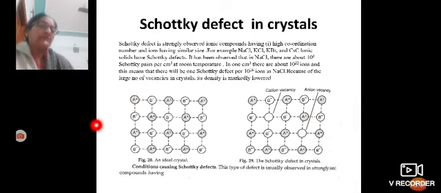This is an ideal crystal. The first one in the figure is the ideal crystal and the second is a Schottky defect in a crystal. There is a cation vacancy and an anion vacancy. Electrical neutrality is maintained.